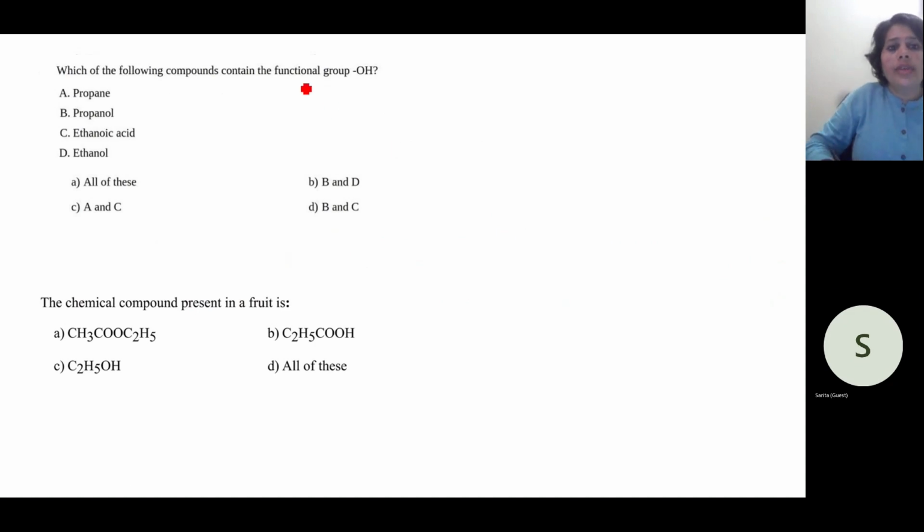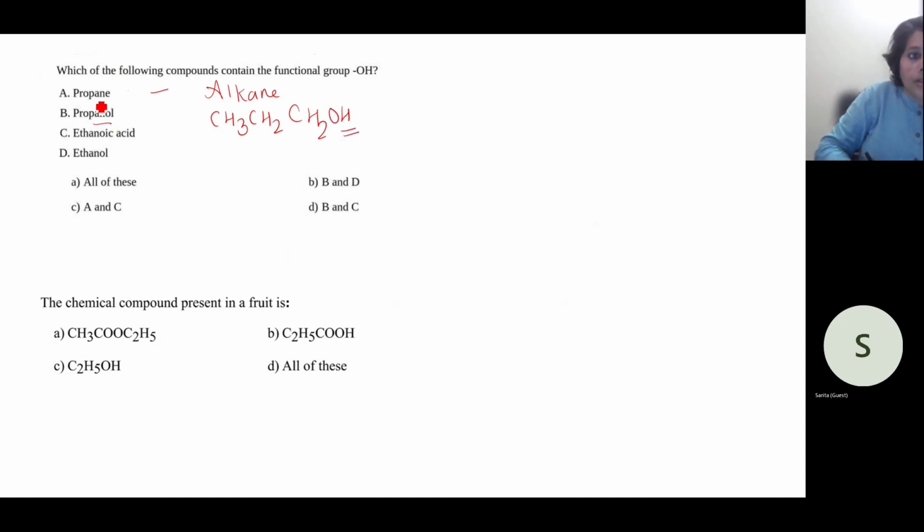Next, which of the following contains functional group OH? So functional group OH, first is propane. Propane is an alkane. Propanol. Propanol means CH3, CH2, CH2OH. So it contains the OH group. The propane formula is CH3, CH2, CH3. This is propane. Next, ethanoic acid.